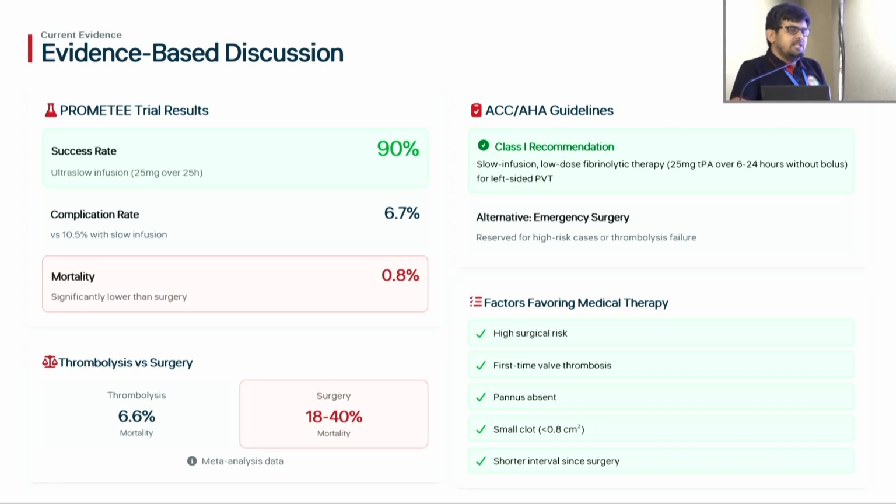So whenever we see a case of mitral valve thrombosis, it's not that the patient has to undergo surgery immediately to replace the valve. We have to confirm whether it's a thrombus or a pannus. And if the patient is fit to go for thrombolysis, it is better to thrombolyze the patient rather than to take him up for surgery.